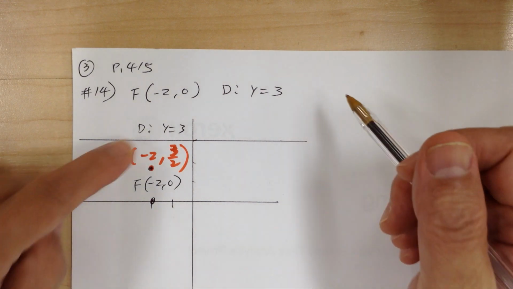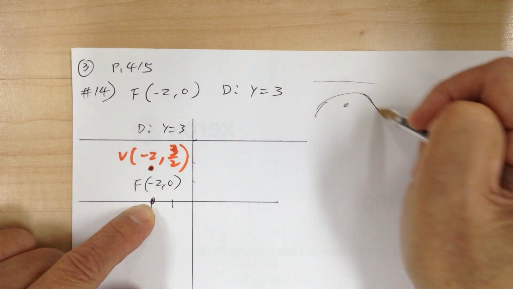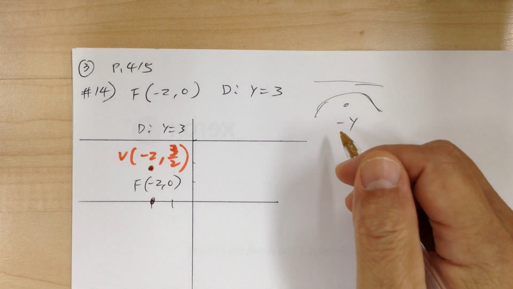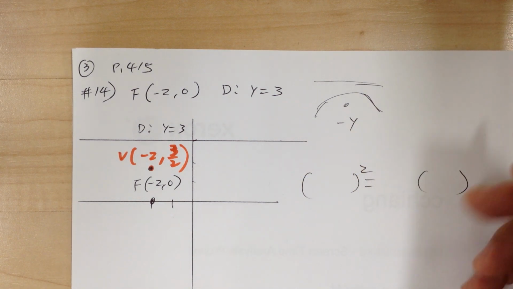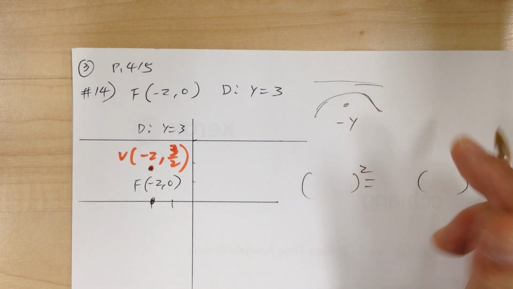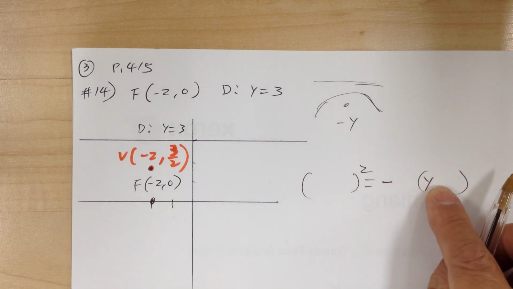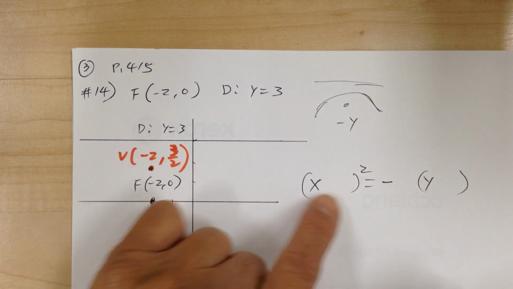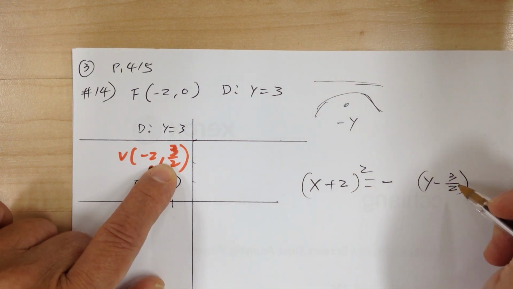The next thing to do is, if the directrix is over here and the focus is over here, your graph is going to look something like this. So this is going to be in a negative y direction. Now for your equation, you have to get your template ready. This gives you the direction, so it's a negative y direction. If y goes over here, x will go over here, and the vertex you put over here, so it would be +2, and this would be -3/2.